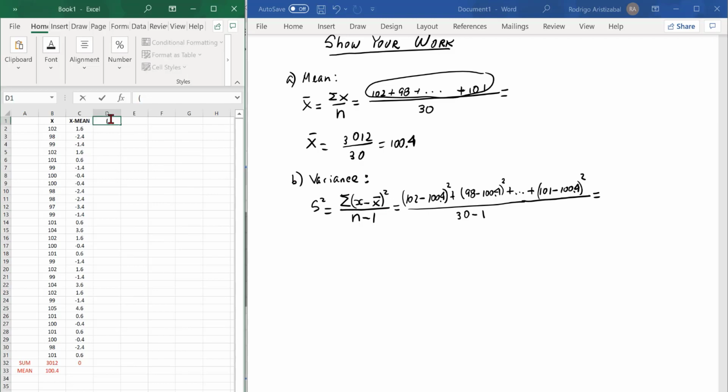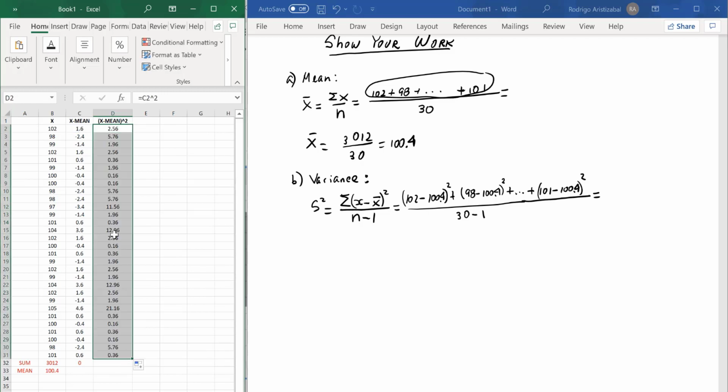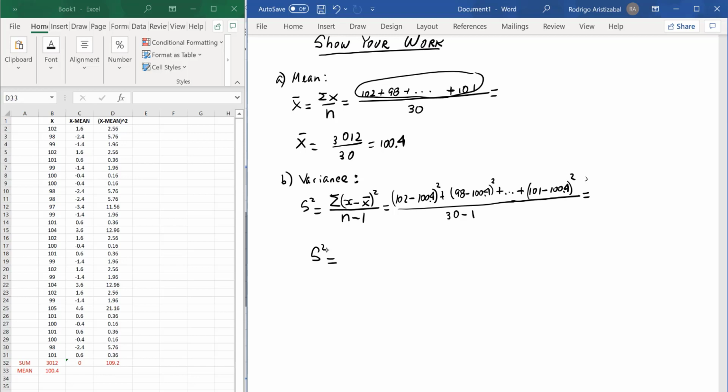Then let's write in this column the deviation with respect to the mean, but raised to the second power. Here we have equal this quantity, which is the deviation, to the second power, and we can copy this formula here. Then these are all squared deviations. Then the sum of all squared deviations is the sum of all of these, and that is the number that we need to write here. Then the variance is equal to the sum of all squared deviations, which is 109.2, divided by the total observations minus 1, in this case 29.